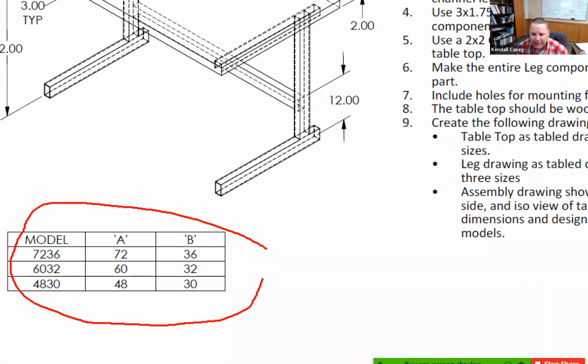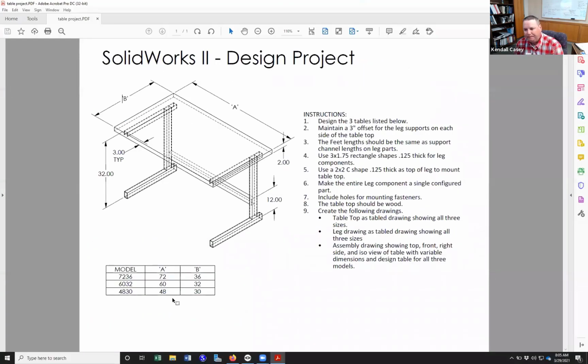So these are the finished table model numbers: 72 by 36, 60 by 32, 48 by 30. Those are the finished products. And so you need to build legs that make these finished products, and you need to build tops that make these finished products. And when you get into the assembly, you need to make configured assemblies that are capable of making all 3 of those model numbers.